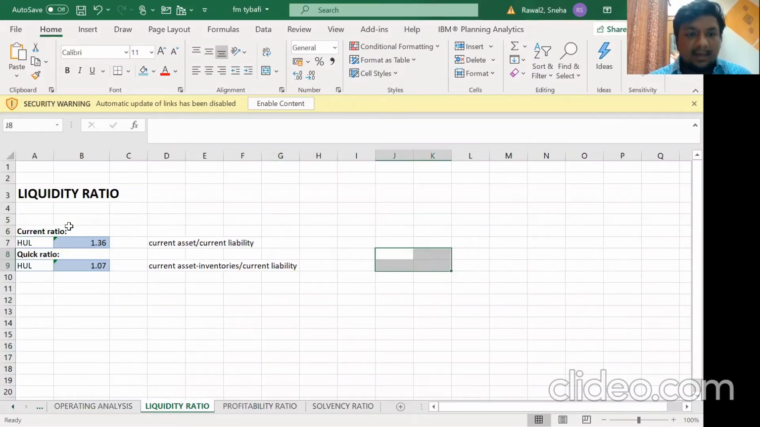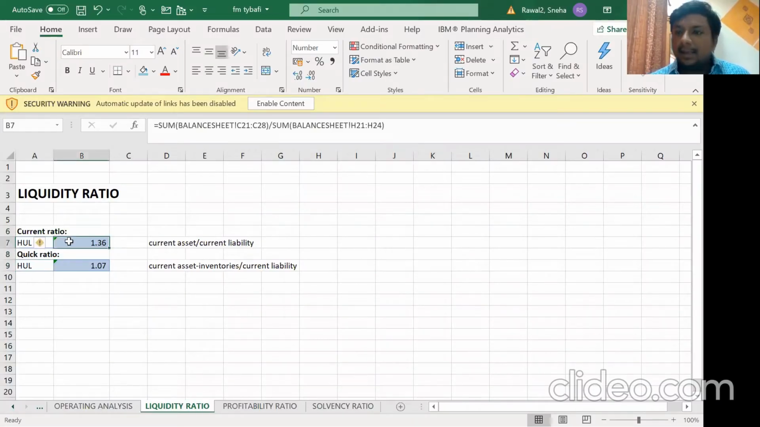In the first session, we covered the operating ratios and we calculated ratios for the largest FMCG company, that is Hindustan Unilever, for the year ending 31st March 2019. Now we will go and calculate liquidity ratios, profitability ratios, and solvency ratios. Let us start with liquidity ratios.